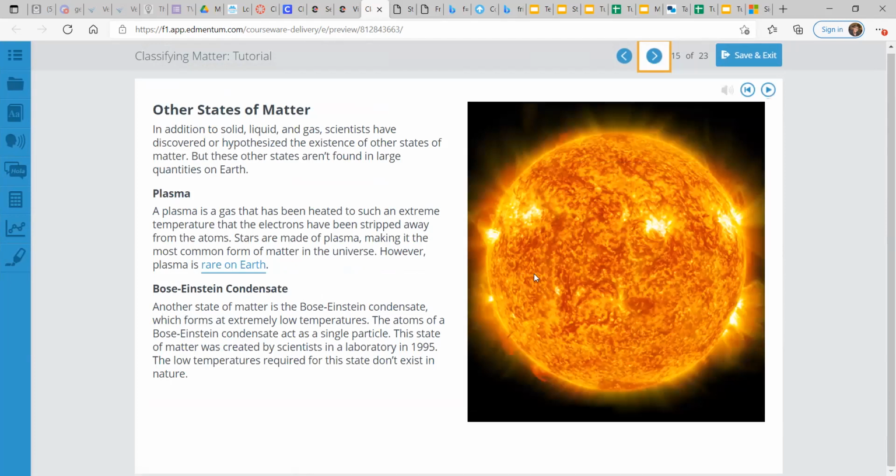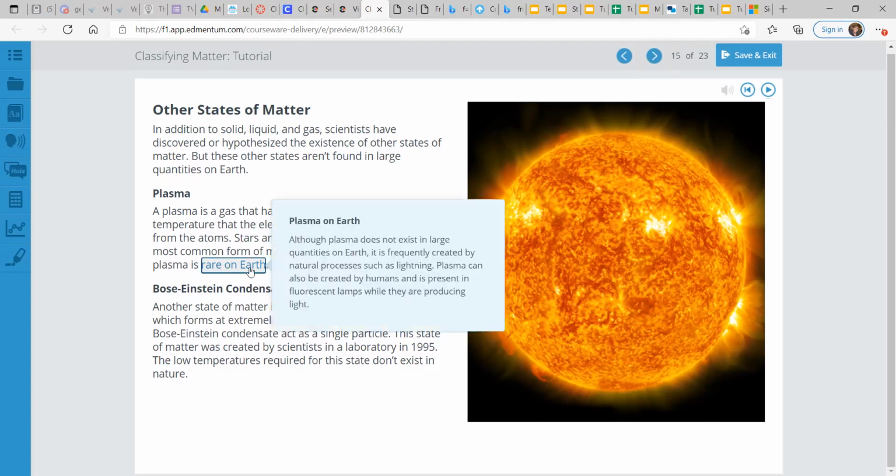Other states of matter, we mostly talk about solids, gases, liquids, but we have plasma and the Bose-Einstein condensate, or BEC. Plasma is a gas that has been heated to such an extreme temperature that the electrons have been stripped away from the atoms. Stars are made of plasma, making it the most common form of matter in the universe. However, it's very rare here on Earth. It is frequently created by natural processes like lightning. Plasma can also be created by humans and is present in fluorescent lamps while they are producing light.